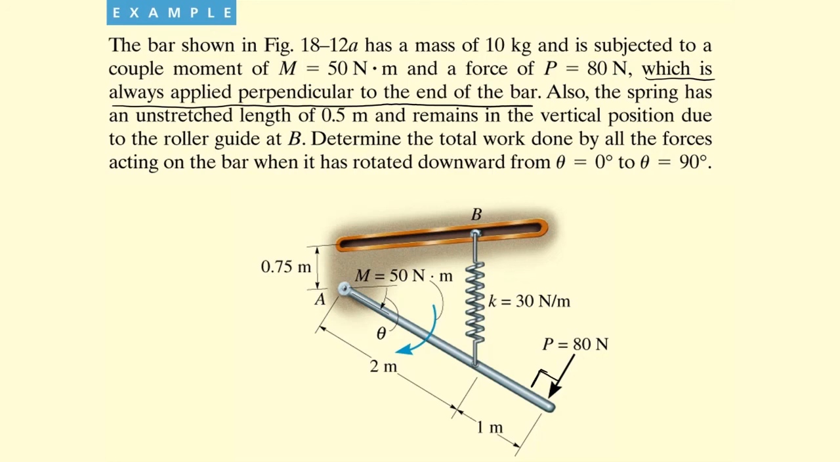Determine the total work done by all the forces acting on the bar when it has rotated downward from theta equals 0 to theta equals 90. So I have two locations. The first one, if you could imagine, this is the bar. So this is location 1, and then it rotates until it reaches 90. So this is position 2. I want to find the work done as I move from position 1 to position 2. First of all, let's start with the weight of my object.